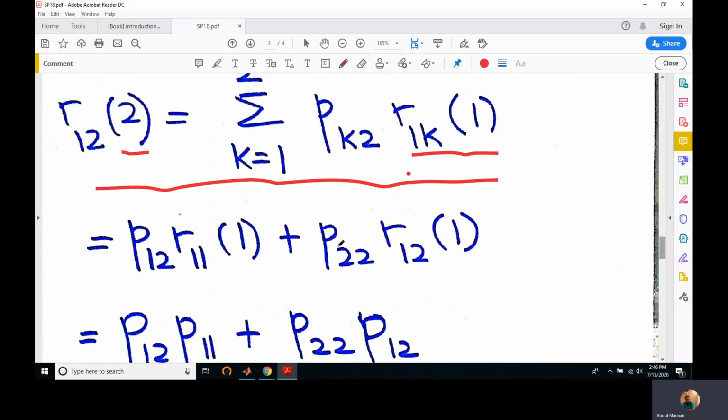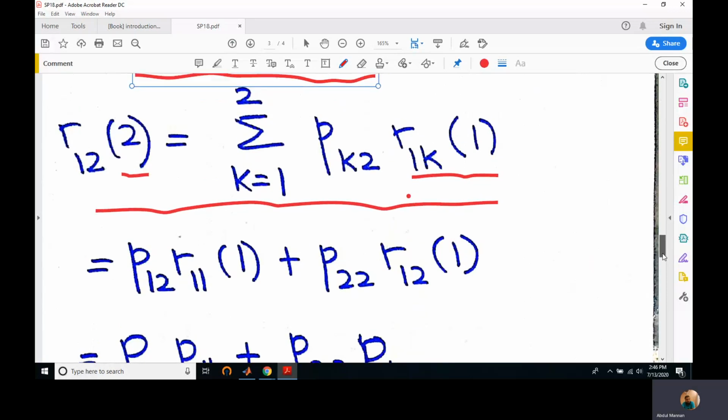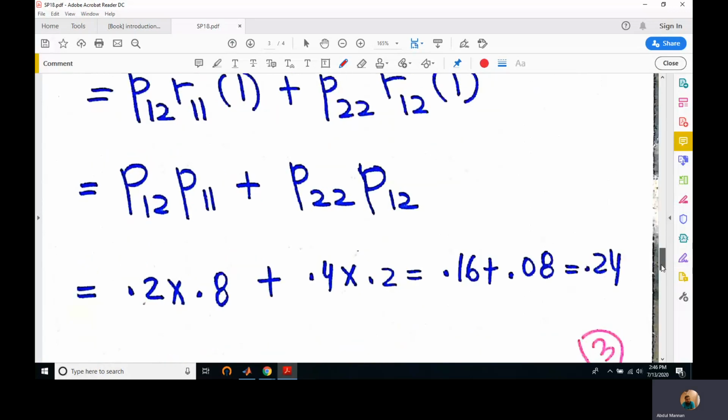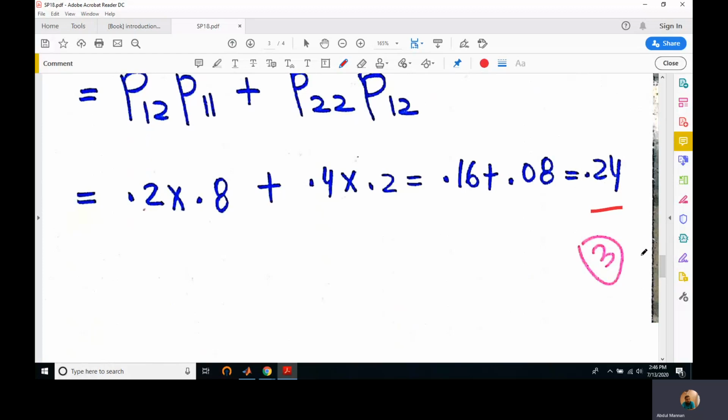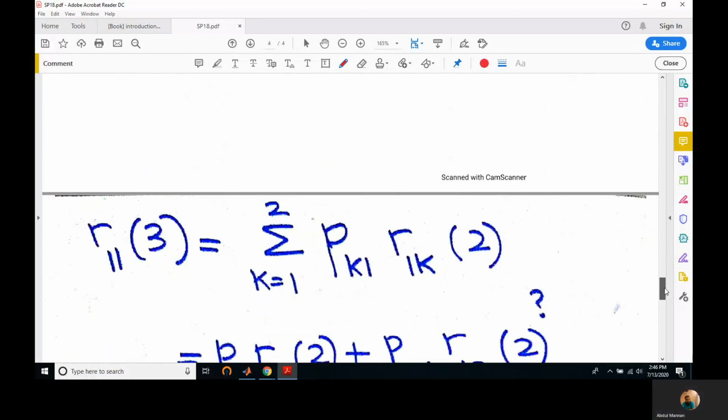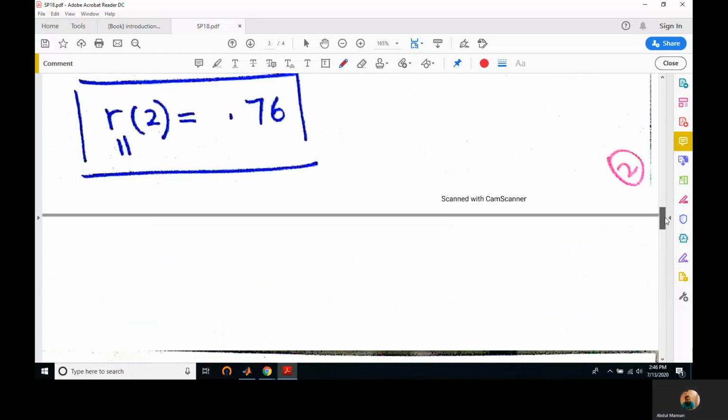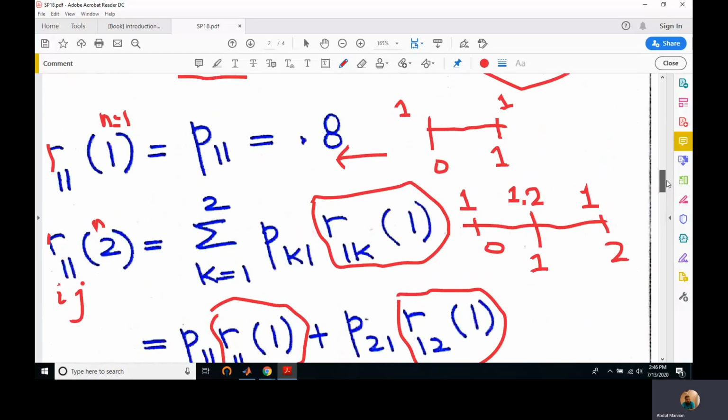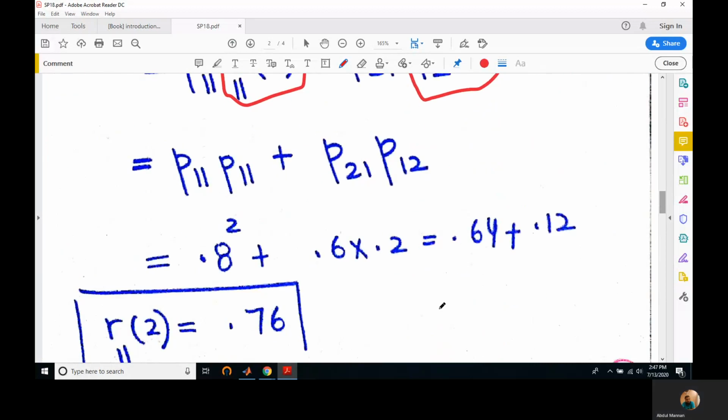Right, and then we implement by putting the values of K. K is from 1 to 2 because we have two states in the state space here. Putting all these values takes us to this value 0.24. Right, what is R11 of 3? We know that R11 of 1 is P11, and R11 of 2 at time 2, we computed that to be 0.76.